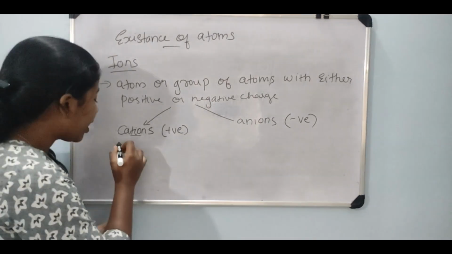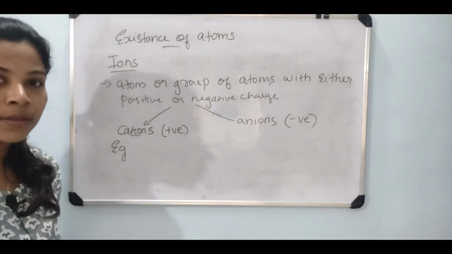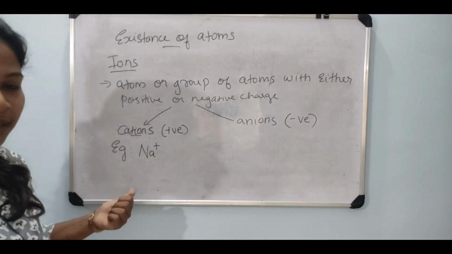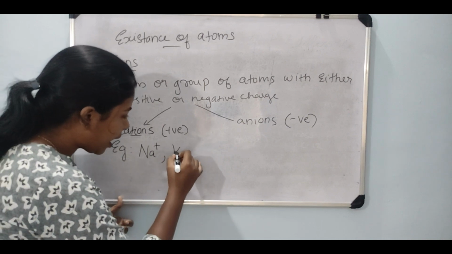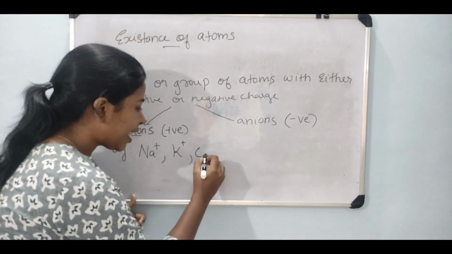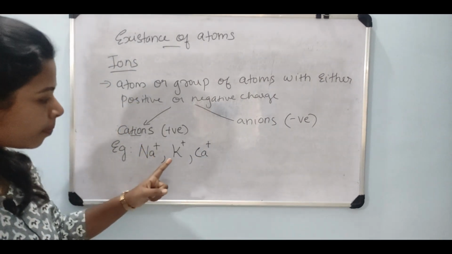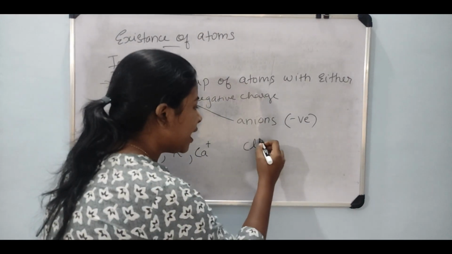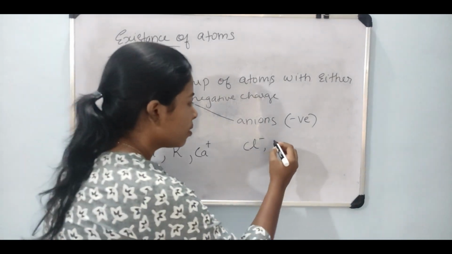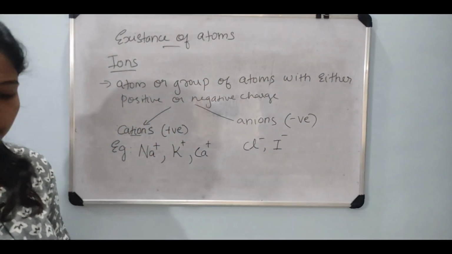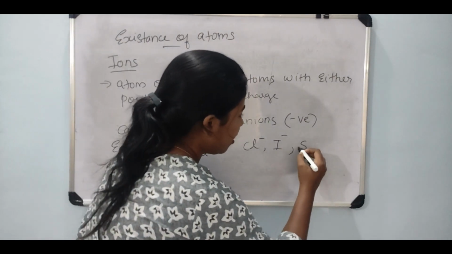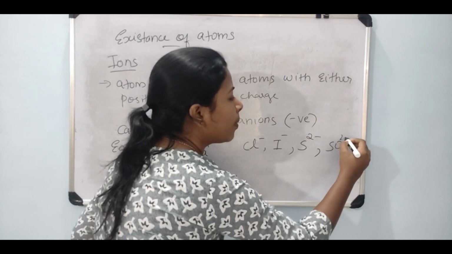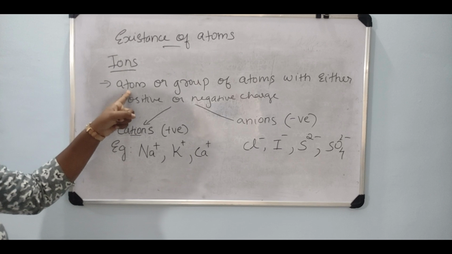So, what are the examples of cations? Na plus, K plus, calcium plus; that is sodium, potassium, calcium, etc. Anions: Cl minus, I minus, S 2 minus, SO4 2 minus. See what I told, atom or group of atoms.